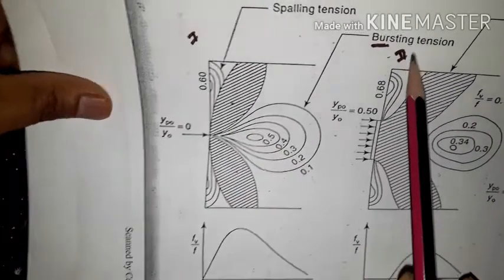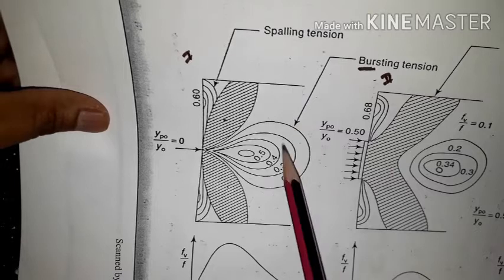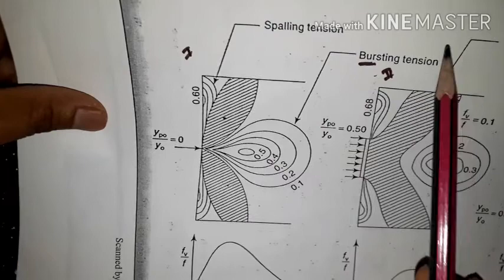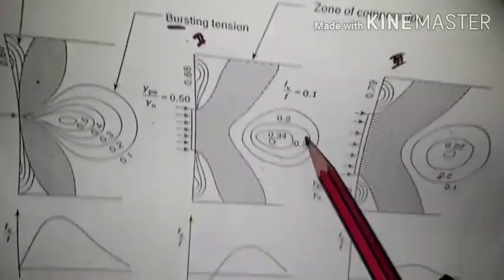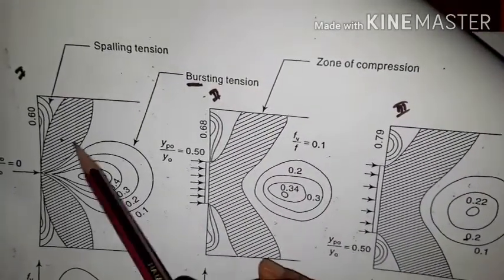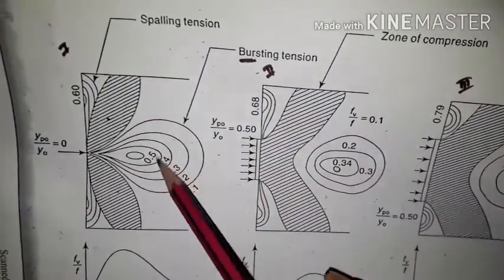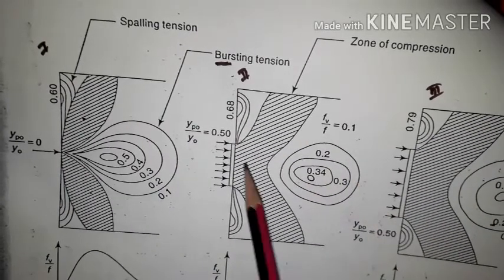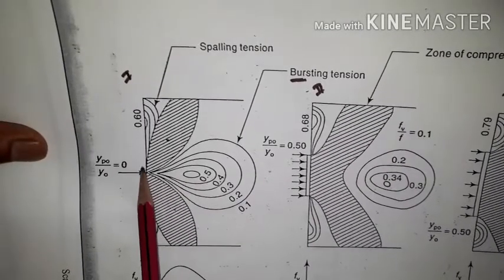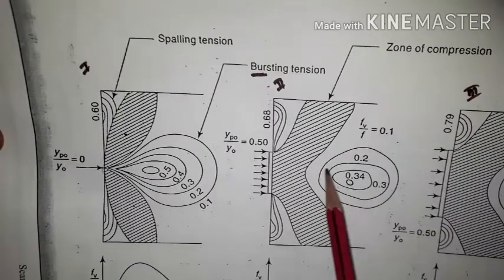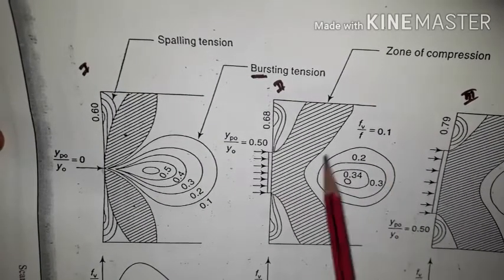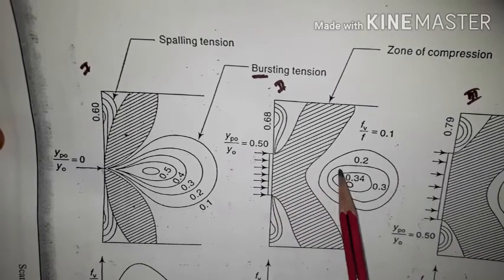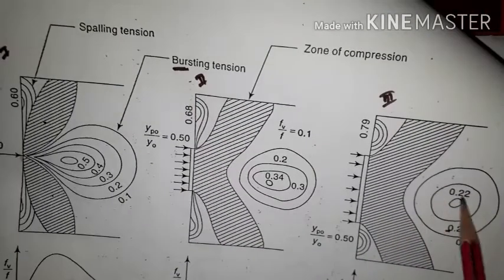The bursting tension is the tensile force that tries to burst the concrete. That's what is called bursting tension. After that you can see this is the compression zone. In the first zone the compression was very low but the tension was more. Here the compression is a little higher and the tension is reduced because it is away from the face. So as we move away from the face of the section, the anchorage end, the tension is decreasing.